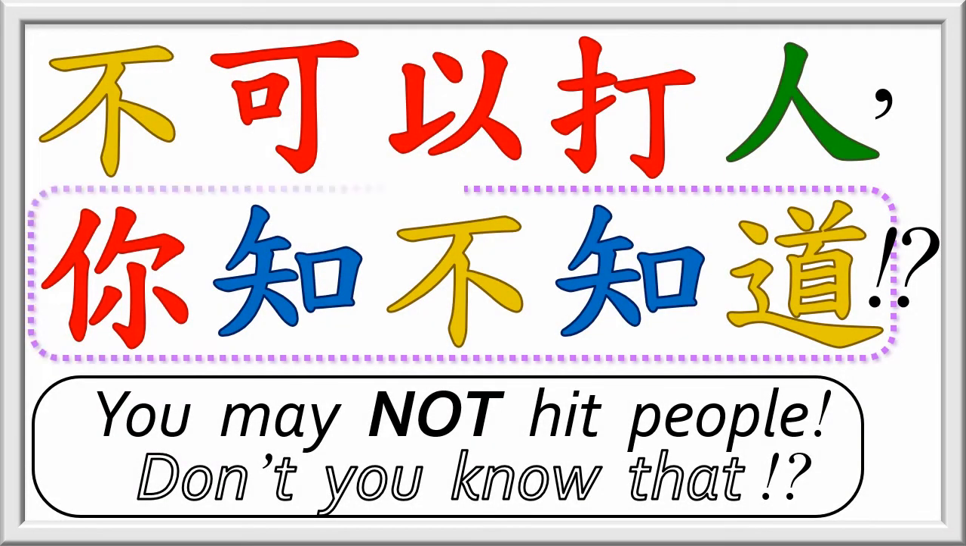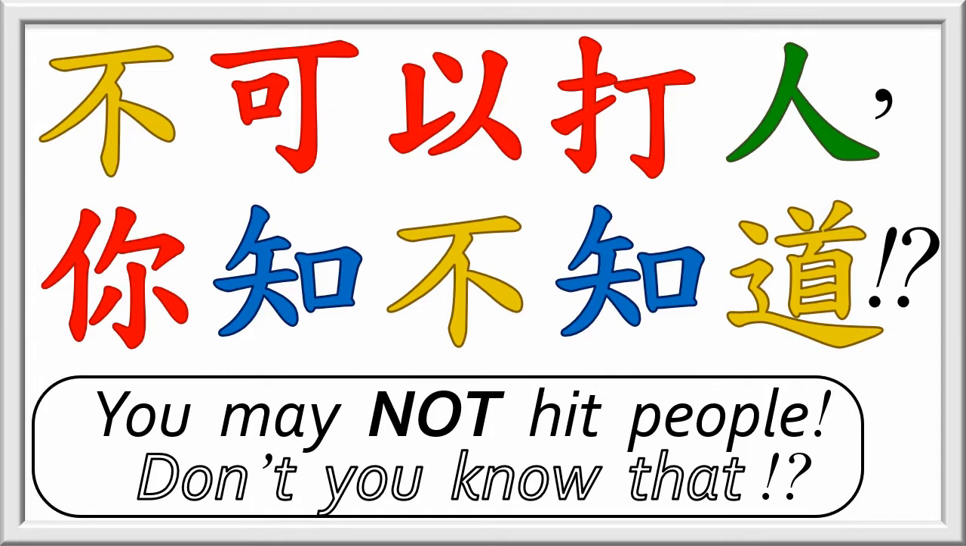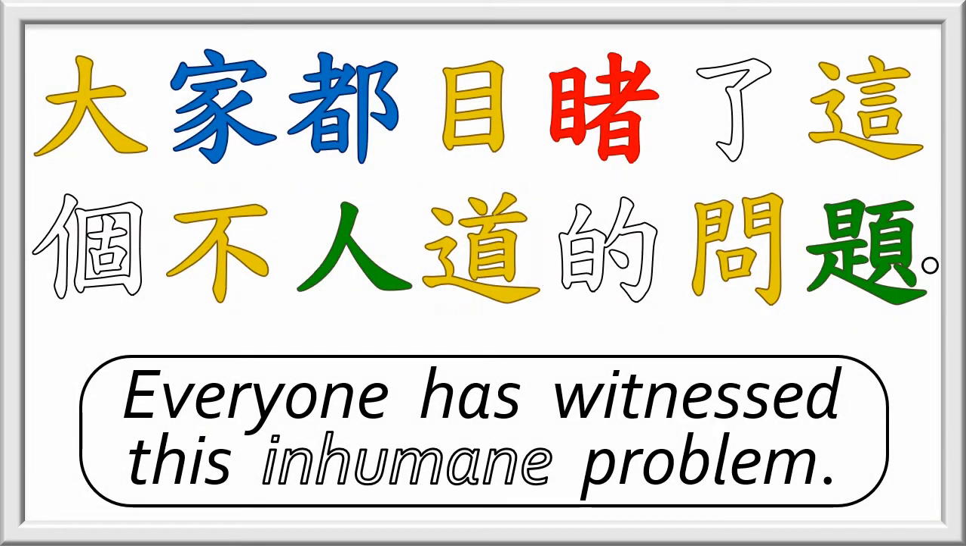And our next sentence is used to scold a young child for hitting his or her playmate. 不可以打人，你知不知道? You can't go hitting people. Don't you know that? 人道 means humanity, the way humans should treat each other and other animals. 不人道 is the opposite, inhumane and cruel. 大家都目睹了这个不人道的问题. Everyone has witnessed this inhumane problem firsthand.